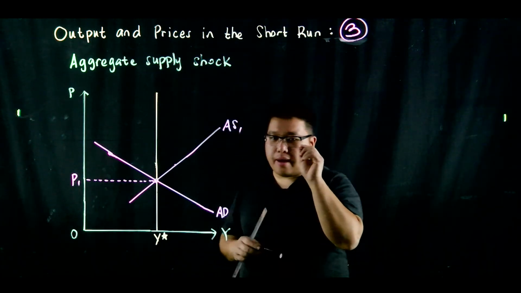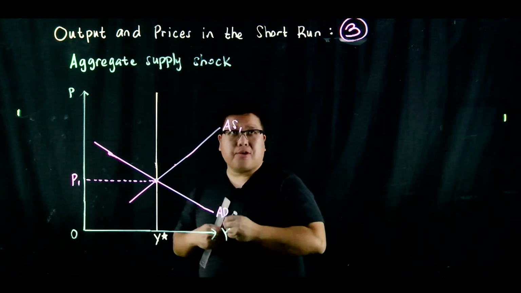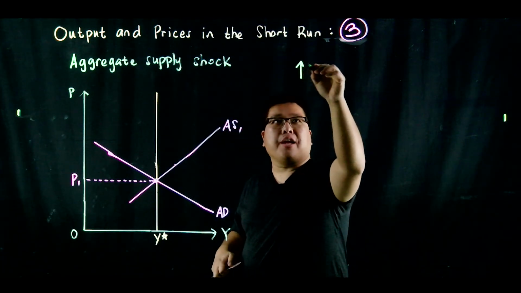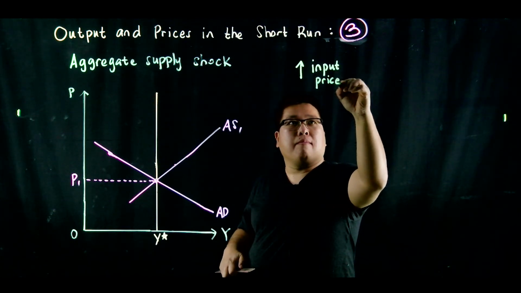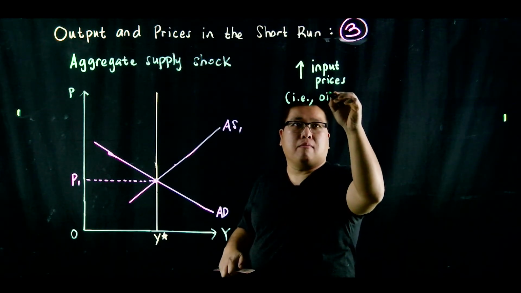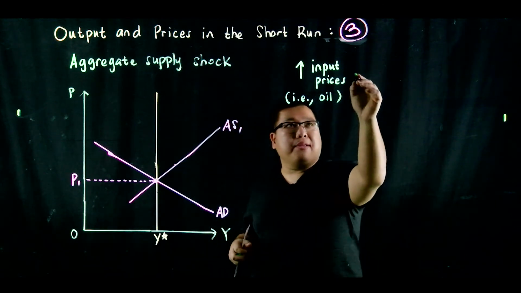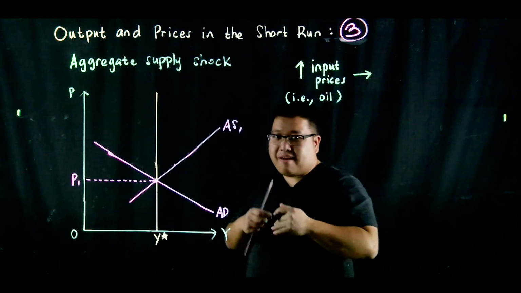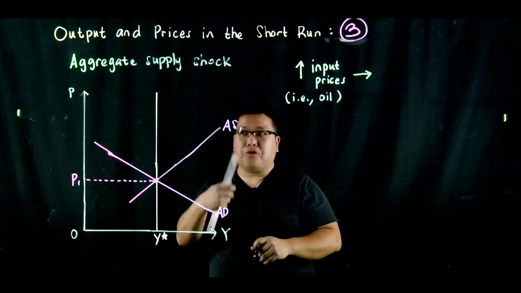A classic trigger of an aggregate supply shock is input prices. So let's assume that there's an increase in input prices, for instance, the price of oil. The price of oil has gone up, and this will have a direct impact on the firm, meaning that the cost of production should go up.